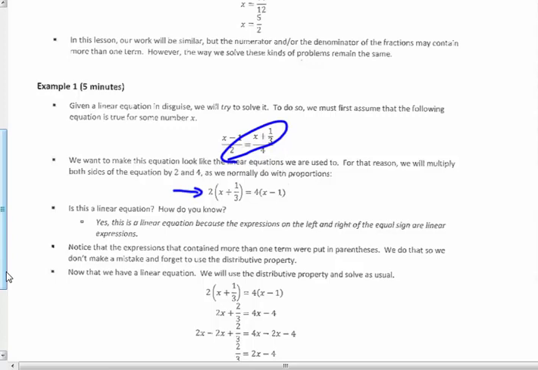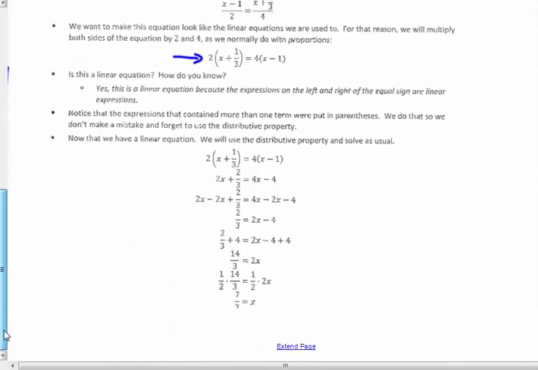Some kids like to draw the bubbles. I don't always like to draw them because then you draw on top of the math. But that's what it is. The product of the means, 2 times the quantity x plus 1, those are the means, equals the product of the extremes, 4 times the quantity x minus 1. Is this a linear equation? How do you know? Yes, this is a linear equation because the expression on the left and the right of the equal sign are linear expressions.